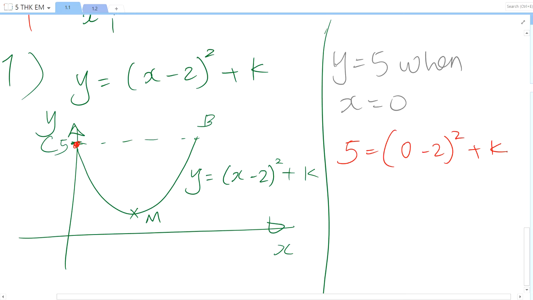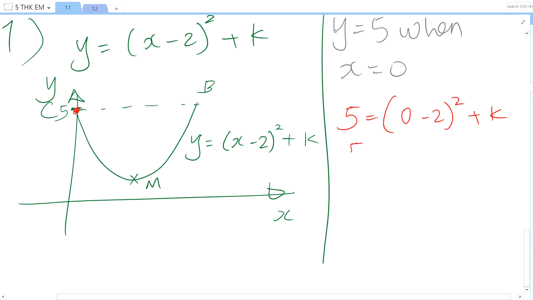Do you like what you're seeing? There's only one unknown and you've got one equation. Surely you can solve it, right? Let's do it. So 5 equals 4 plus k. K equals 1. Done. That's the value of k. So let's go back to our equation and change the k to value 1.